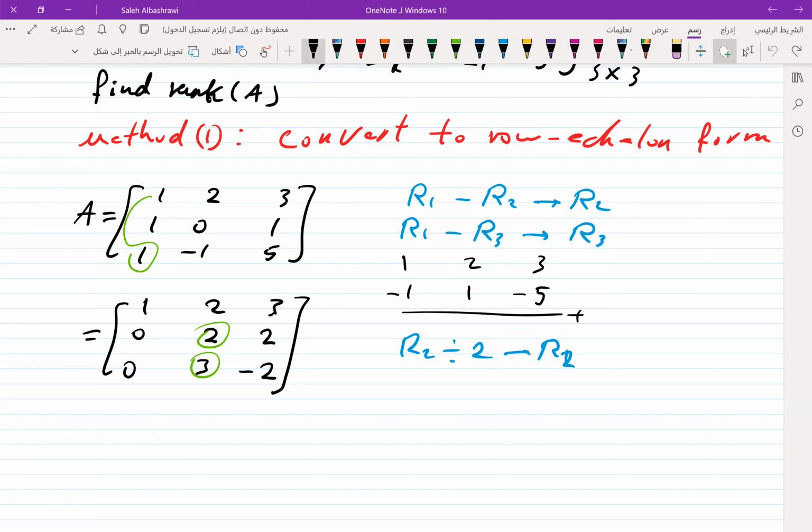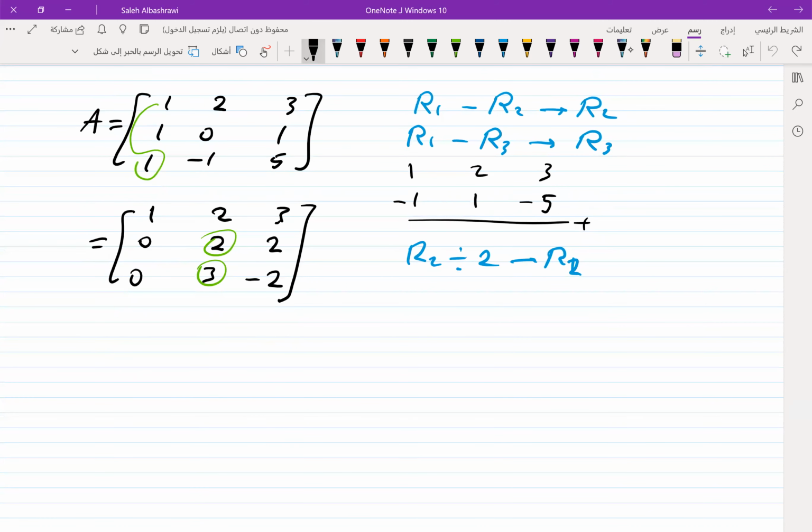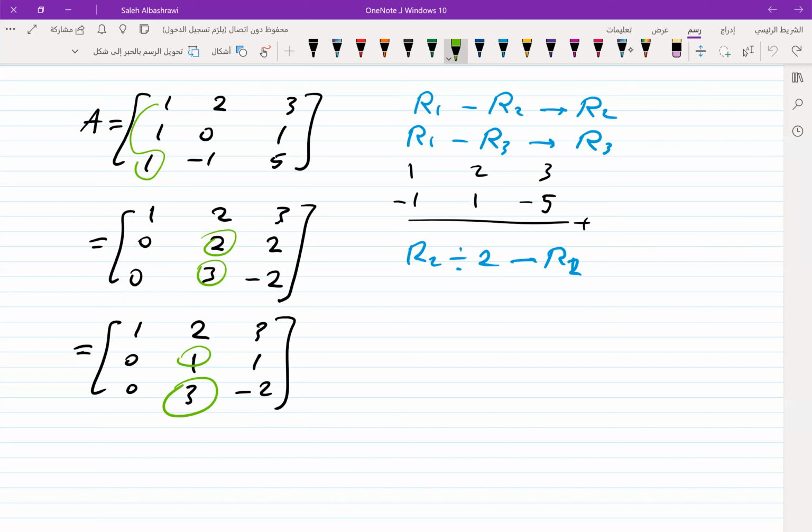R2. This will give me 1, 2, 3. Second one will be 0, 1, 1, 0, 3, minus 2. So I got 1 there. Now let's make the number 3 equal to 0. I need to convert this to 0. Do some operation to make it equal to 0.